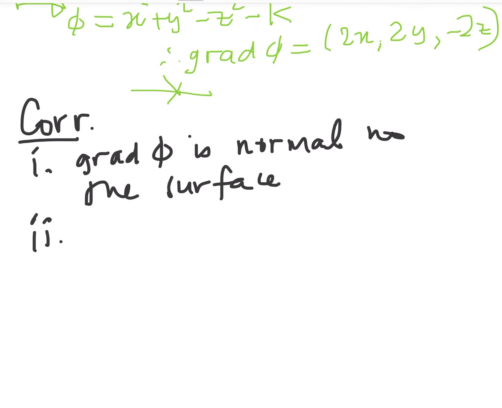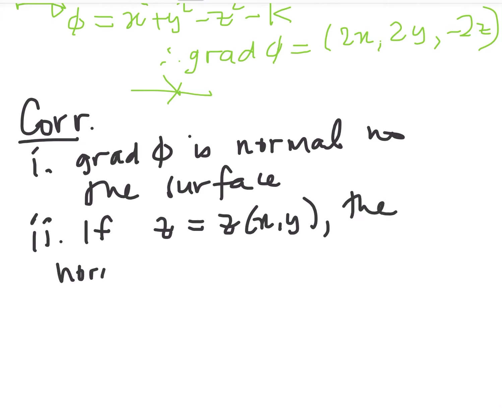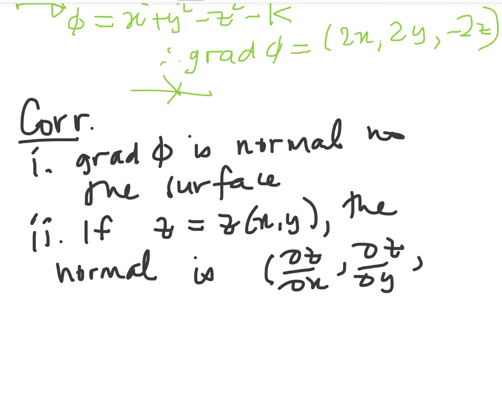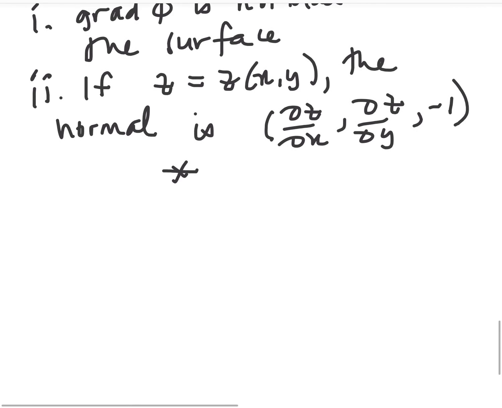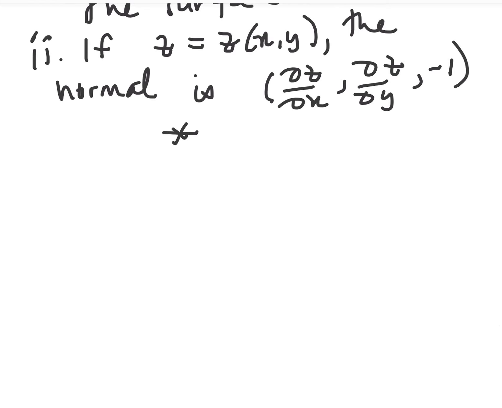And secondly, when the equation is given explicitly, if z is written as z of x, y, like z equals x squared plus y squared, then the normal, of course, a consequence of part 1, is the grad of phi, which in this case would be the derivative of z with respect to x, the derivative of z with respect to y, and the derivative of z with respect to itself, which is minus 1. And we'll put all this information into a particular example soon.